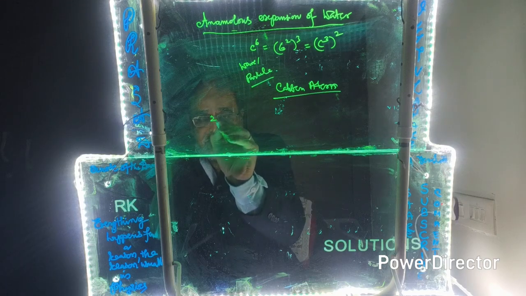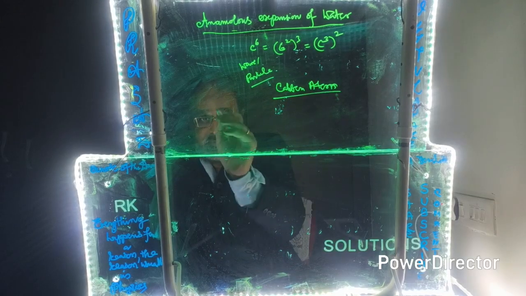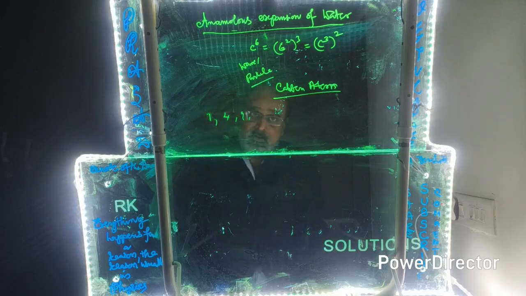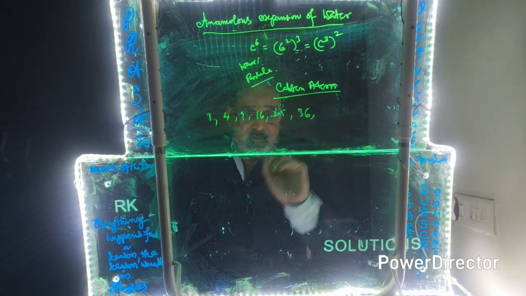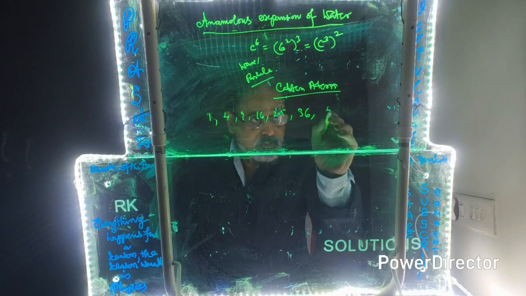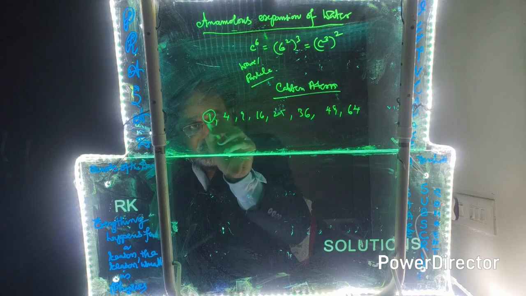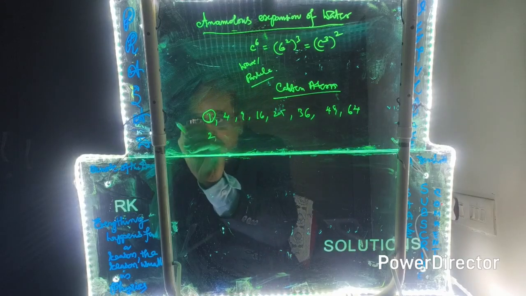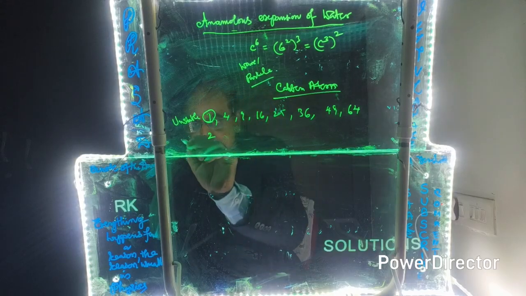the waves are in the form of squares: 1, 4, 9, 16, 25, 36, and so on, 49, 64, let's say. And this one is not a stable element. I tell you, it is not a stable element. So it becomes helium, unstable, stable.